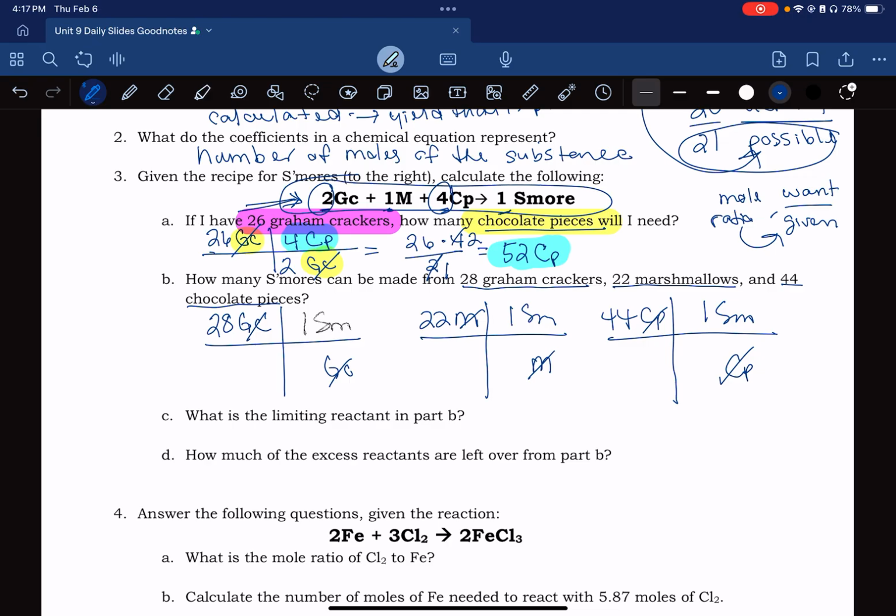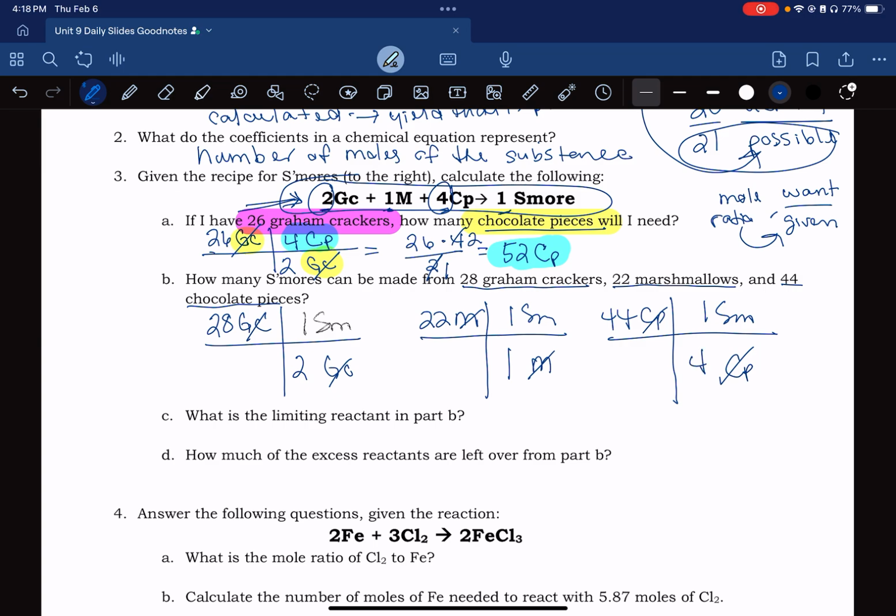So we know that how many graham crackers do we need for one s'more? Well, it says 2. So I'm going to put 2. How many marshmallows do I need for one s'more? Well, our balanced equation tells us we just need 1. And then how many chocolate pieces for one s'more? We have to define this relationship first. And so it says 4 chocolate pieces.